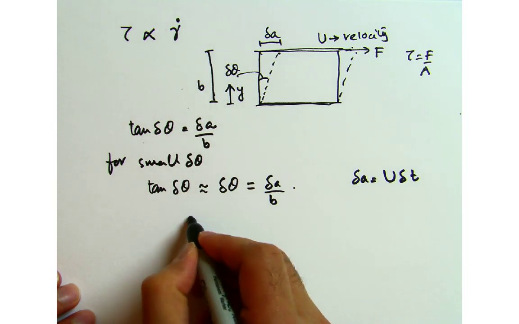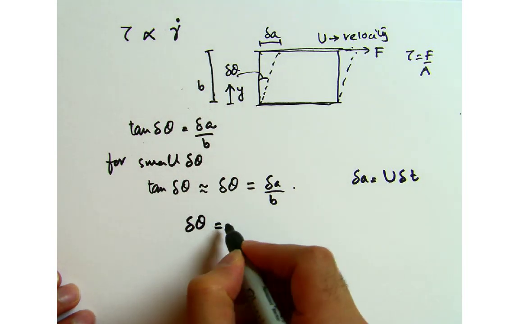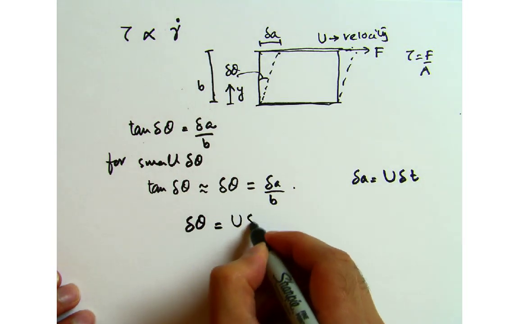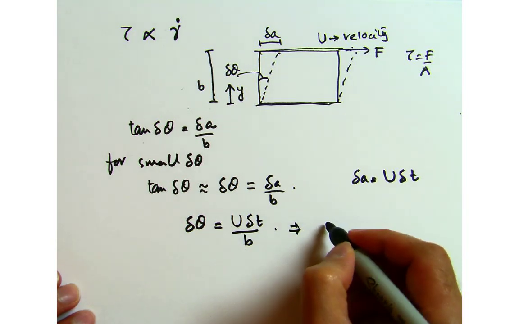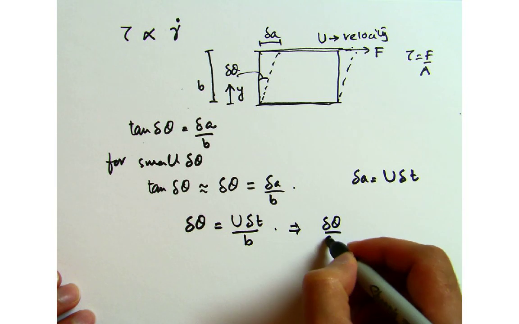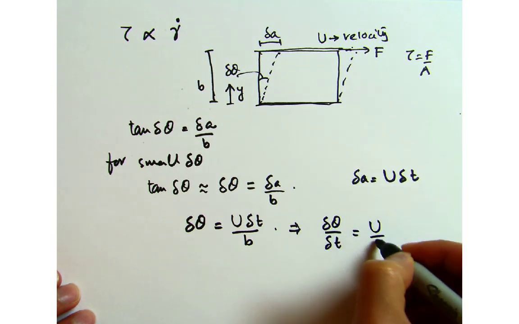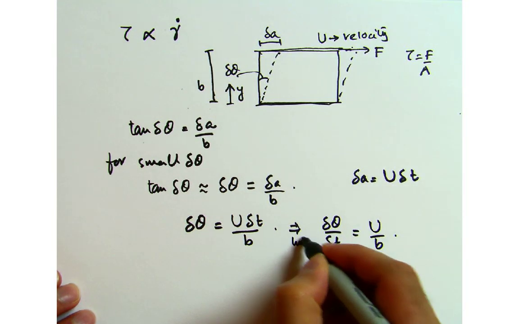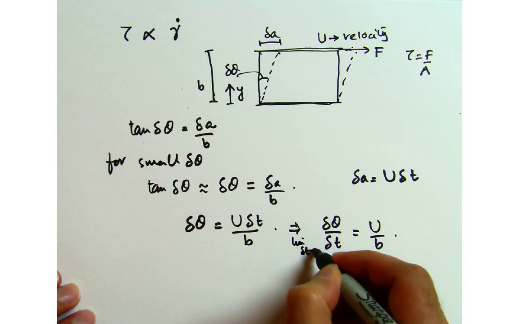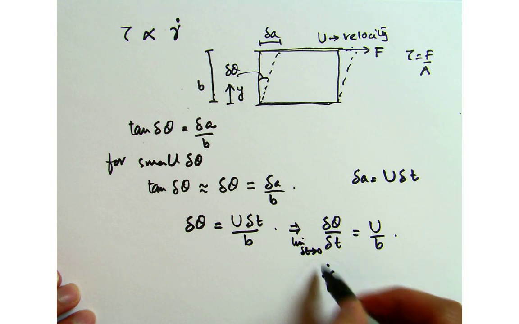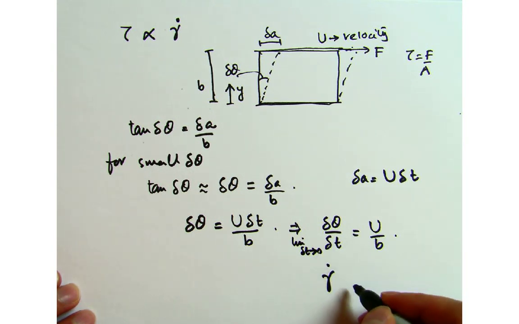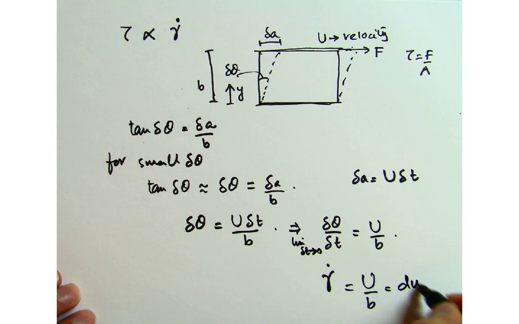So I can write this as delta theta equals u delta t over b, and then I can further write it as delta theta over delta t equals u over b, and I can take the limit as delta t goes to 0. What this gives me is that the rate of shear strain equals u over b, which in fact is the same as du over dy.